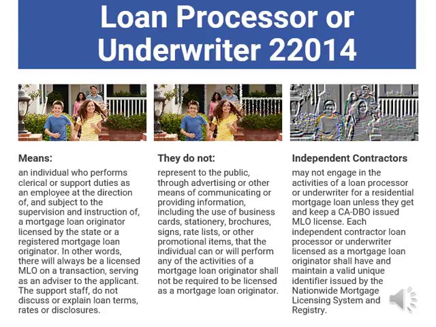Independent contractors may not engage in activities of a loan processor or underwriter for residential mortgage loans unless they get and keep a California DBO issued MLO license. Each independent contractor, loan processor, or underwriter licensed as a mortgage loan originator shall have and maintain a valid unique identifier issued by the Nationwide Mortgage Licensing System and Registry.